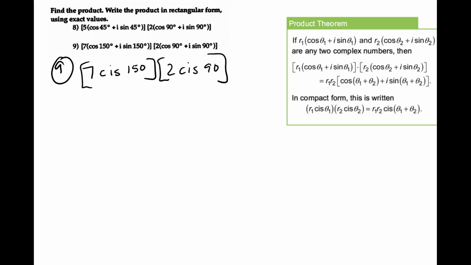Now here's another example. Again, we're applying the same product theorem. So we're going to once again multiply the 7 and the 2, and we get 14. So it's going to be 14 cosine, imaginary sine, the cis, and then these two, the 150 and the 90, we're going to add once again, and that's going to give us 240 degrees. So we're going to take that 14 and multiply it by the cosine and then the imaginary sine of 240.